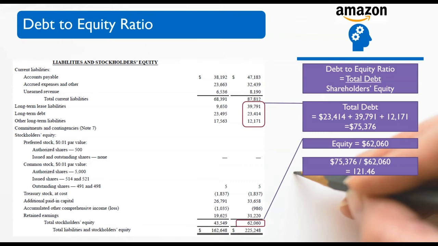So what is this telling us? Well, this tells us that as compared to its equity, Amazon has approximately 1.2 times its debt. In other words, in order to attain its substantial growth over the last several years, Amazon has incurred debt to finance its growth.